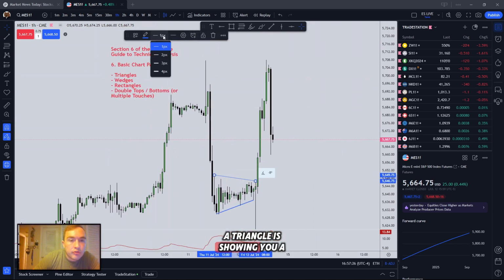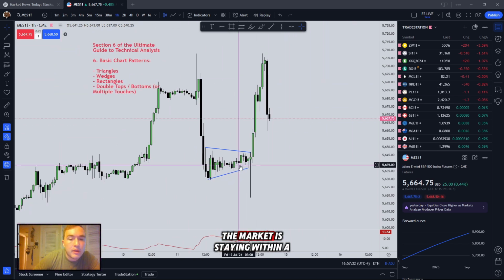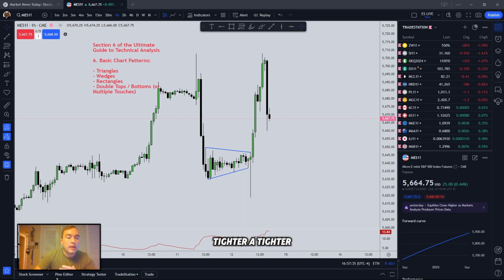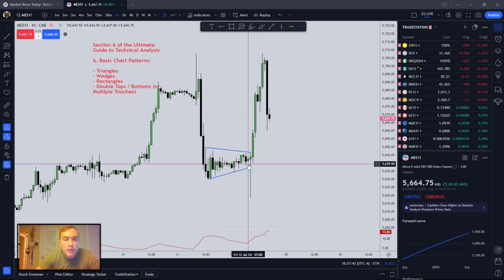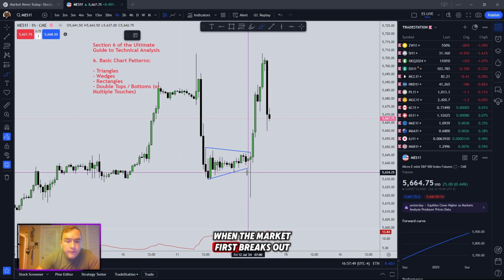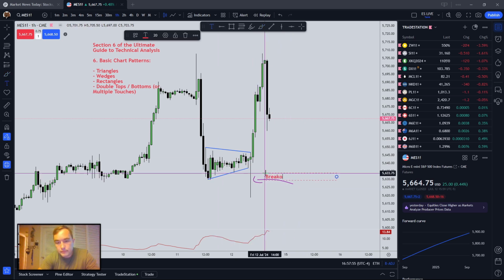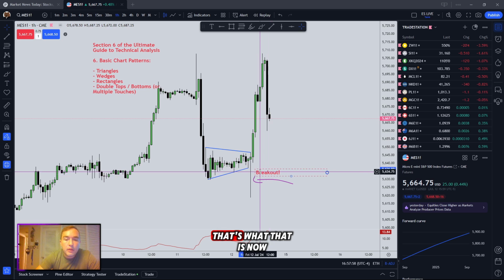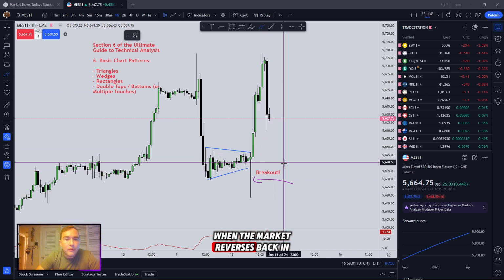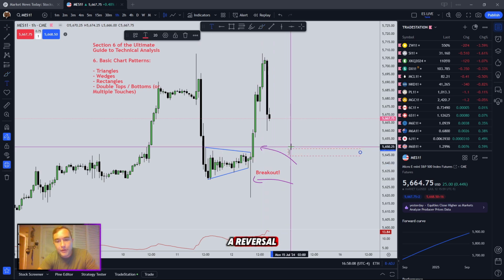A triangle is showing you that the market is restricting its volatility. In other words, the market is staying within a tighter and tighter range. Now, how you identify a triangle is like this. It looks like a triangle. When the market first breaks out of that triangle, that's called the breakout. Now, when the market reverses back in the other direction, we call that a reversal.